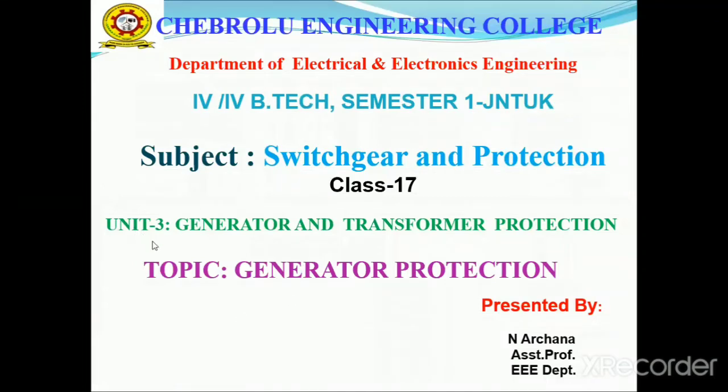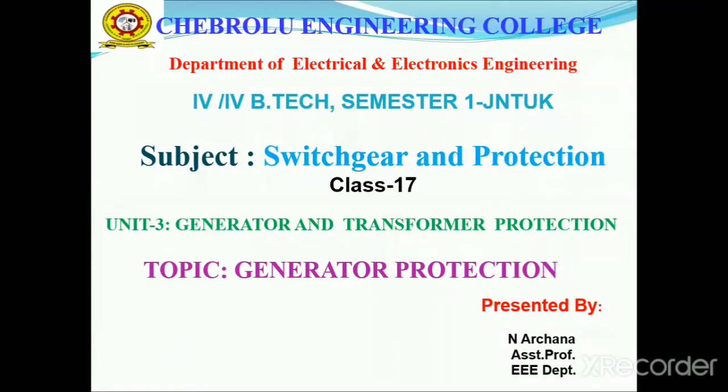In Unit 1 we studied about the circuit breakers, and in Unit 2 we studied about the relays. The relay gives the indication to the circuit breaker. After that, the circuit breaker operates and disconnects the faulty equipment from the system. That we already studied in the first and second units. Now, coming to the third unit, that is generator and transformer protection.